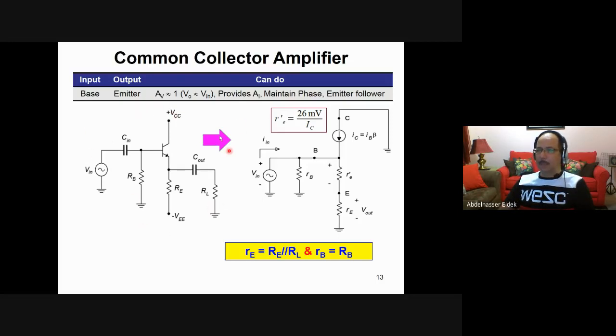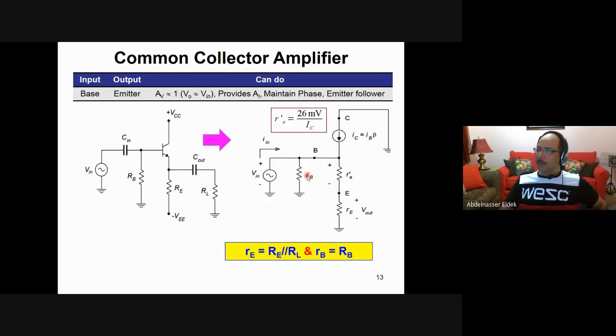This is how the signal looks. The input is still at the base, but the output is across this RL, so it is at the emitter side, not the collector side. And you have two capacitors here, C in and C out. So this is a circuit that's equivalent to it. You replace the transistor with the AC model.